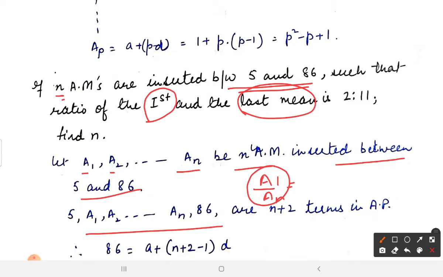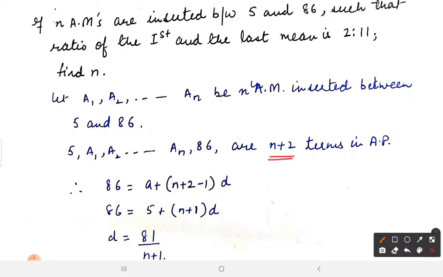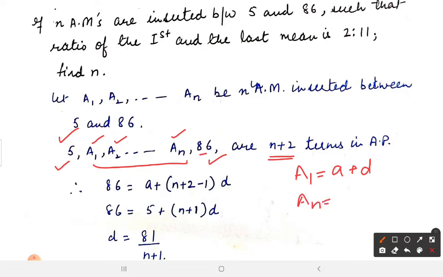So we need to write these n plus 2 terms, as we have explained earlier. So we have 5, A1, A2 up to An and 86. These are n arithmetic means. This is n plus 1, this is n plus 2, so there are n plus 2 terms. What we need to find is the common difference. After finding the common difference, A1 can be written as A plus D and An can be written as A plus nD. Clear? A is 5 and D we need to find.